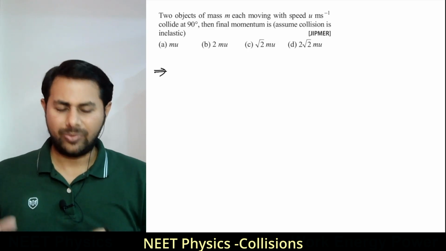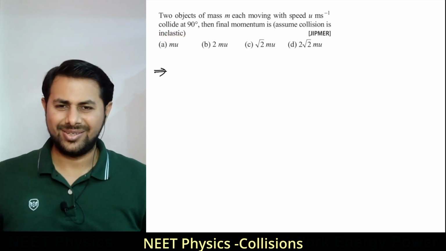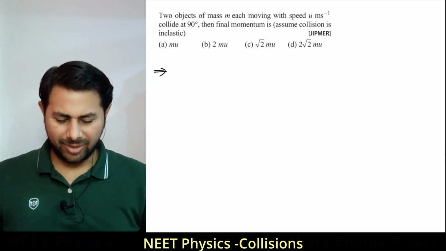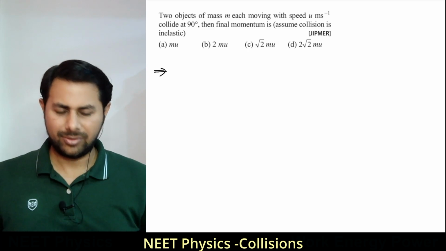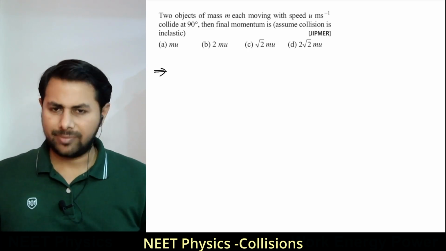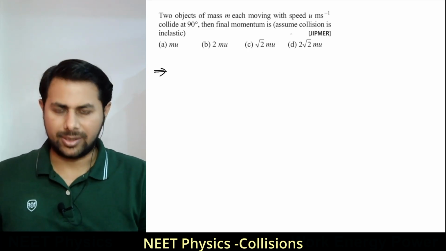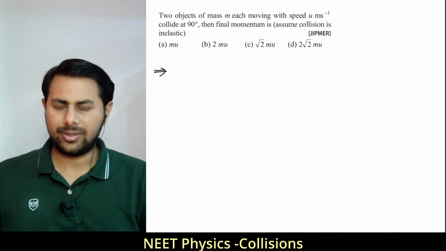So now to find out final momentum, we don't need to assume anything, right? Because momentum is always conserved. Okay, momentum is always conserved. Yes, no? Is this thing clear? To find out the final momentum, it doesn't matter whether it's elastic or inelastic. If they say find out the final velocity, then only it matters whether it is elastic or inelastic.